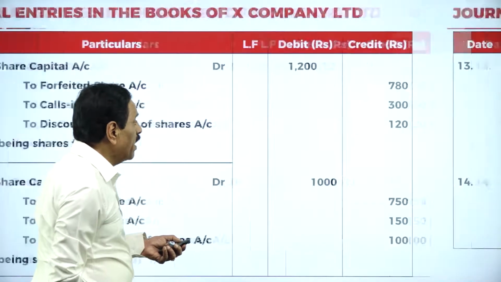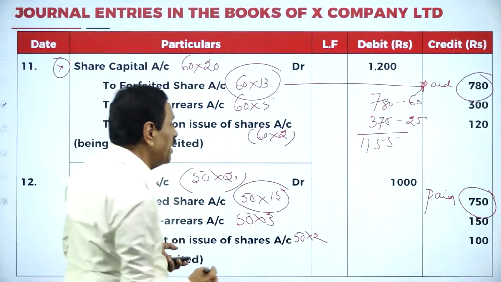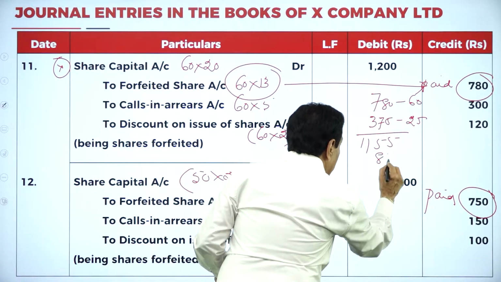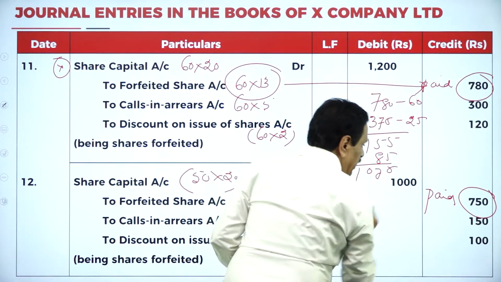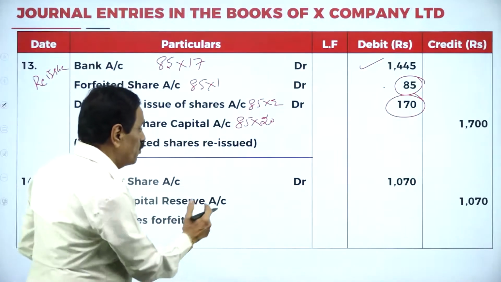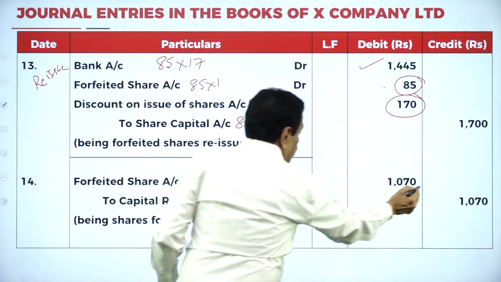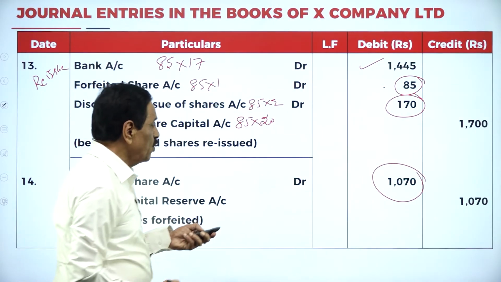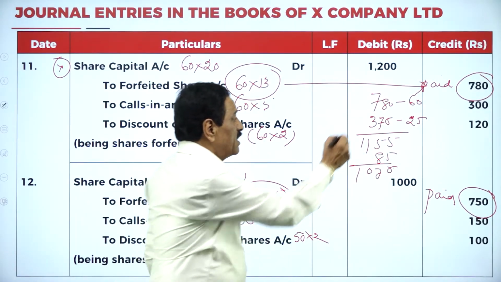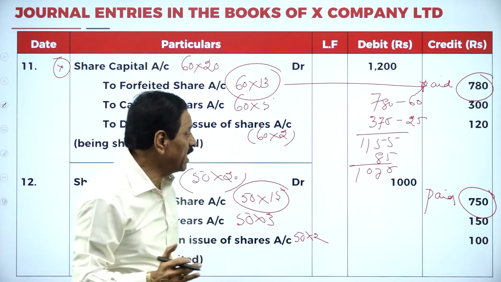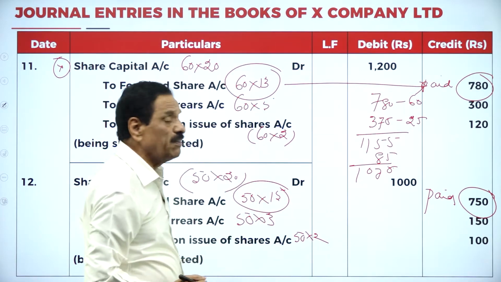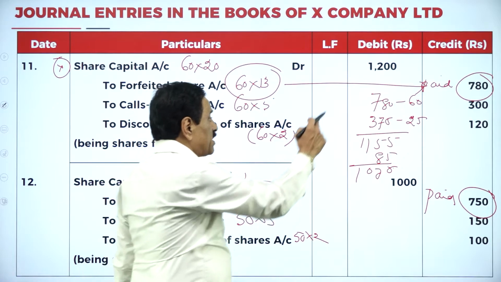Then you pass. Debit entry is 85. This is for 85. Difference is 1070. This is the entry you are going to pass. I will show you once again. See, first entry 780 for how many shares? 60 shares, you have got a gain. Then 50 shares is 750. You got a gain.